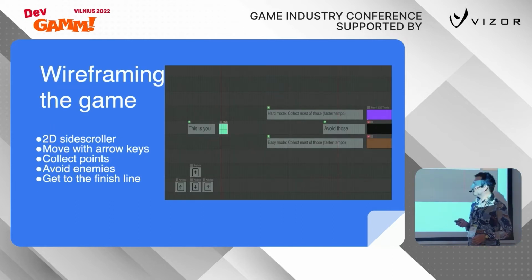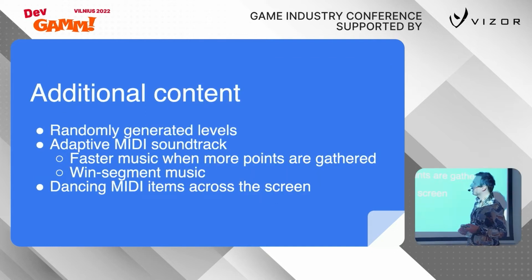And then I found out that it would be fun if you could collect points. That's the points here, and you can avoid enemies. That's the black ones here. Then you basically just have to go from the start to the finish line. And that was actually done in like the first 5 hours of the game jam. Then I had 40 hours left.